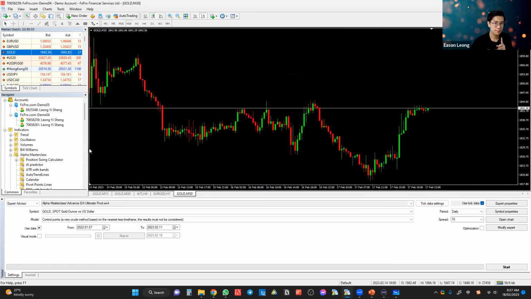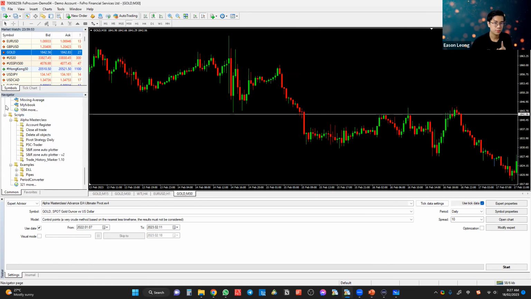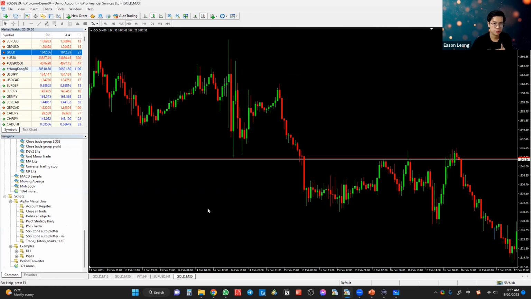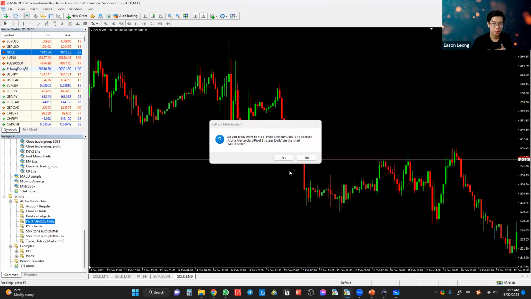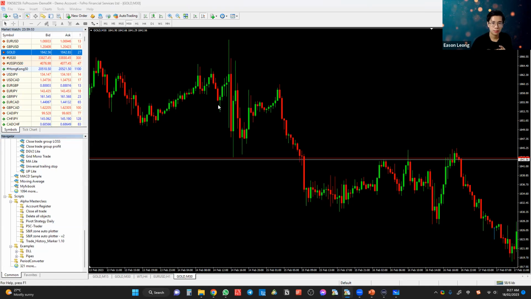Now, inside the M30 time frame, you go to script, Alpha Masterclass, and then Pivot Strategy Daily, right? Pivot Strategy Daily. Just drag and drop it into the chart. Then you should be able to see the lines.